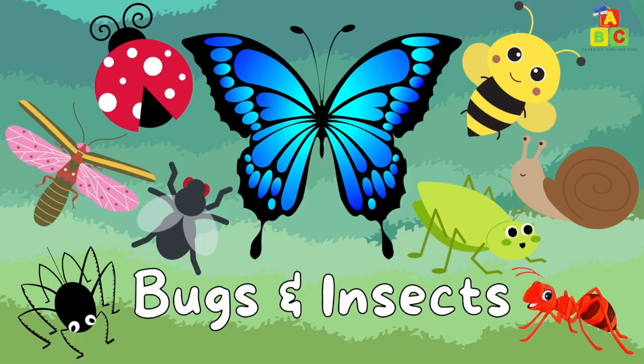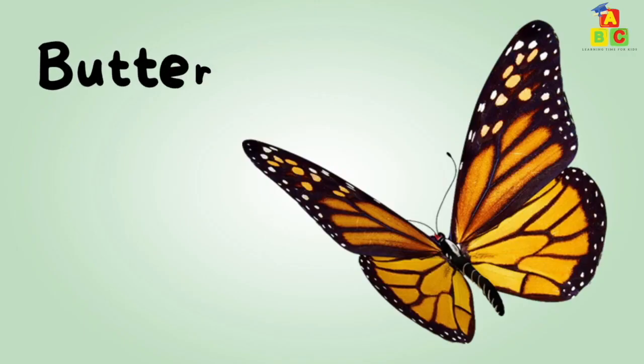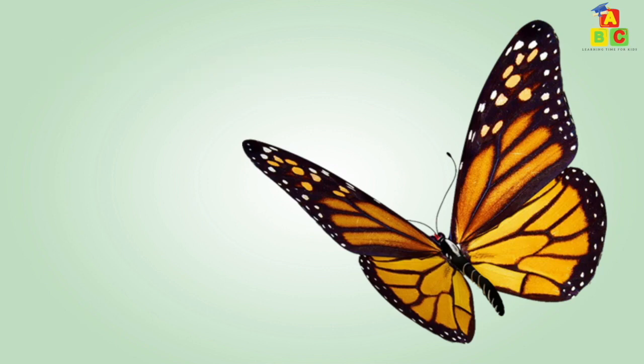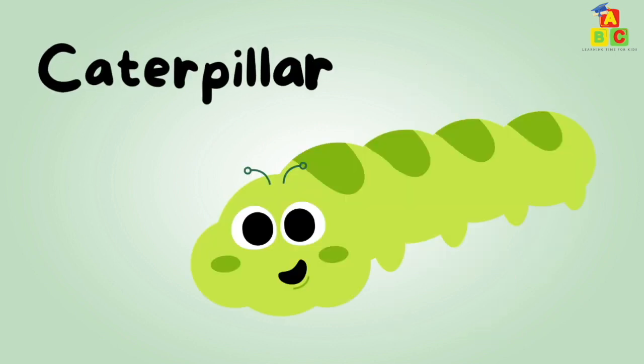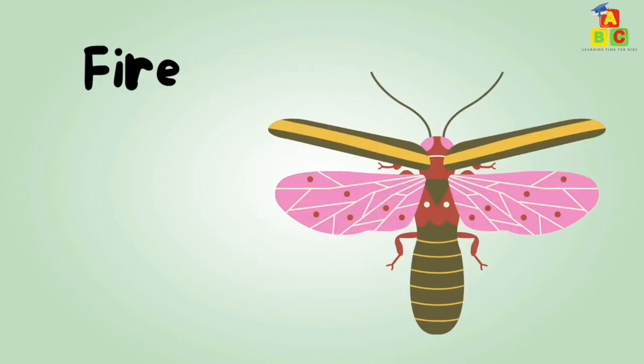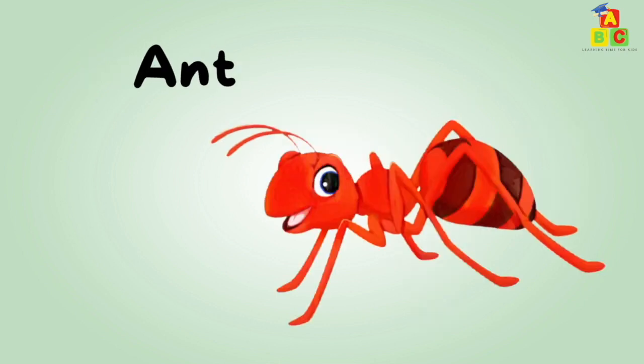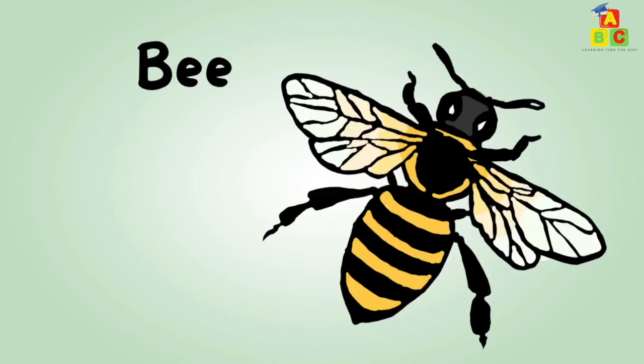Bugs and insects. Let's learn the name of the bugs and insects. Butterfly. Spider. Caterpillar. Firefly. Ant. Bee.